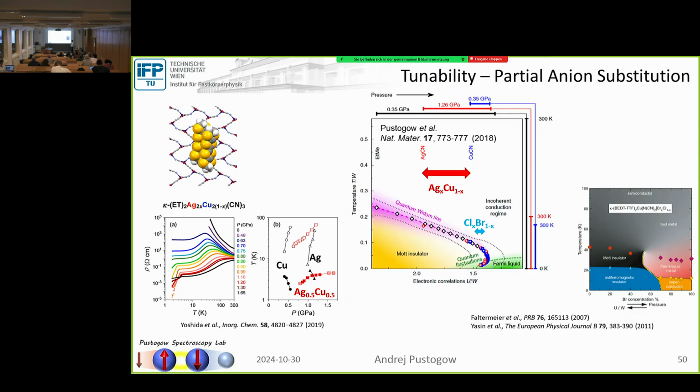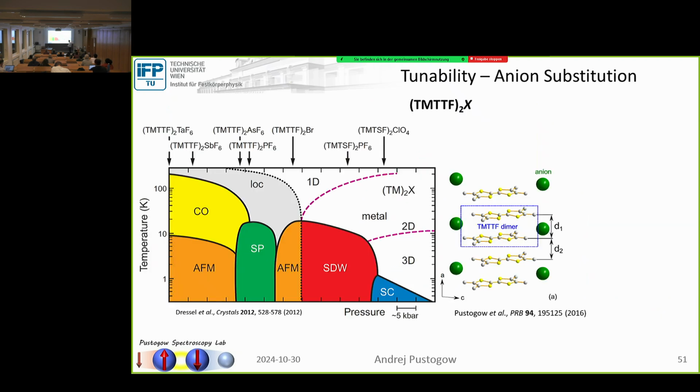Yeah, and just for these two cases which I have shown, in the general phase diagram, this chlorine-bromine substitution covers this range in the phase diagram. The silver-copper covers this range in the phase diagram. So depending on which are the two end members, you can study a different range.